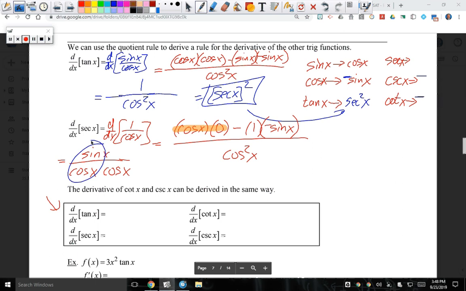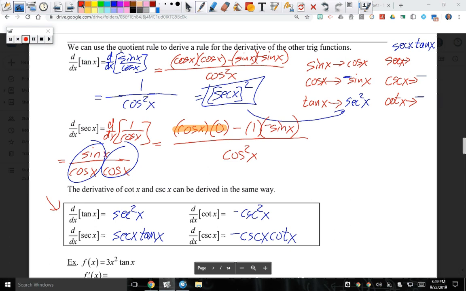What do y'all see here? Tangent. What do you see here? Secant. So the derivative of secant is secant x tangent x. Okay? So here we go. Let's fill it in. Secant x tangent of x. Tangent is secant squared. Cotangent is negative cosecant squared. And cosecant is negative cosecant cotangent. For the sake of time, I'm not going to show you the work on those other two.